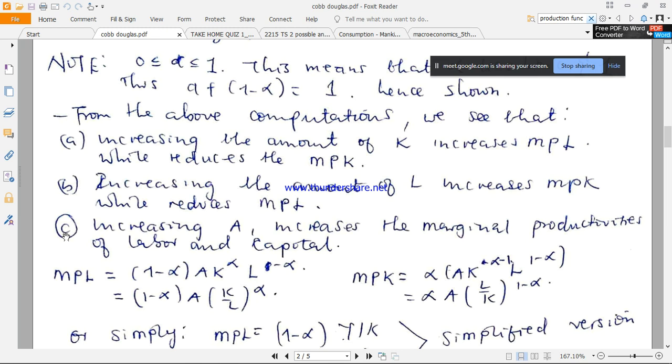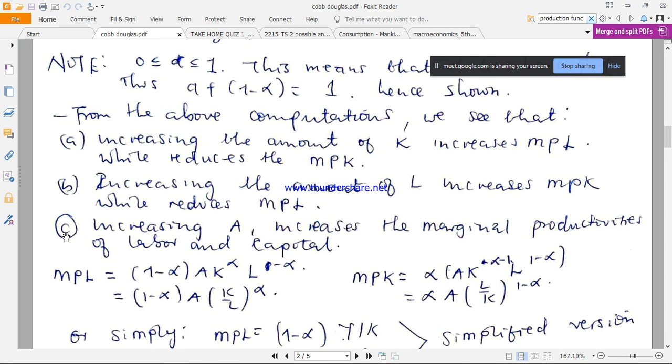Again, if you increase the amount of labor, the marginal product of those workers is going to reduce, because maybe they'll start getting into each other's way and everything. So the marginal product of labor is going to reduce, but capital is going to be fully utilized. So the marginal product of capital in that case is going to increase.